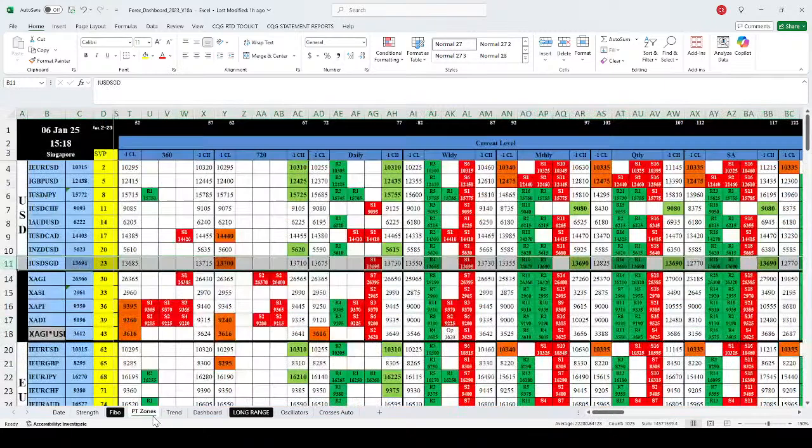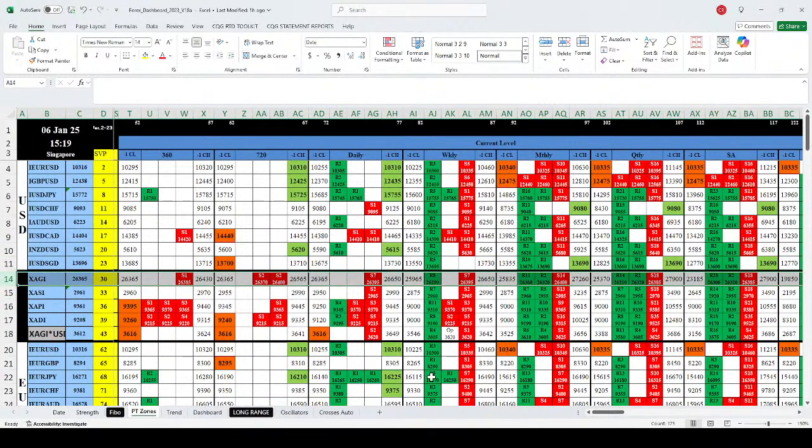Okay, so now we see the PT zones. I think weakness is already seen on the daily, which means to say we should be going for a sell and hold for this market. Okay, sell and hold, and weekly is equal. That means it's mixed. It's a mixed signal on the weekly chart.